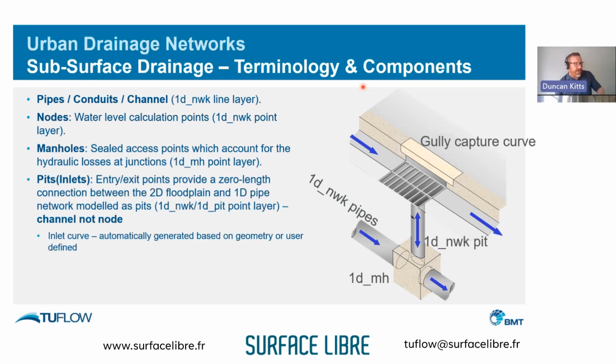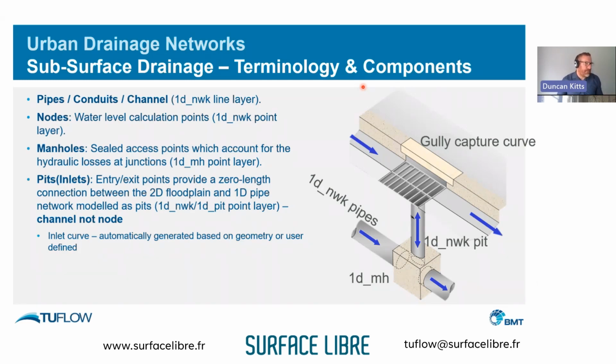We then have this concept of pits, which is a very Australian term. We don't use it in the UK. We would probably call them gullies or inlets. And these are entry and exit points into the subsurface network from the 2D surface. So they allow that bi-directional coupling of flow from the surface to the subsurface. Now we add these as points, but in reality they are zero length connections. So we add them as points, but what we're essentially representing is a zero length connection from the surface to the subsurface. There's various different ways of representing the transfer flow, and I'll talk about those a little later on.